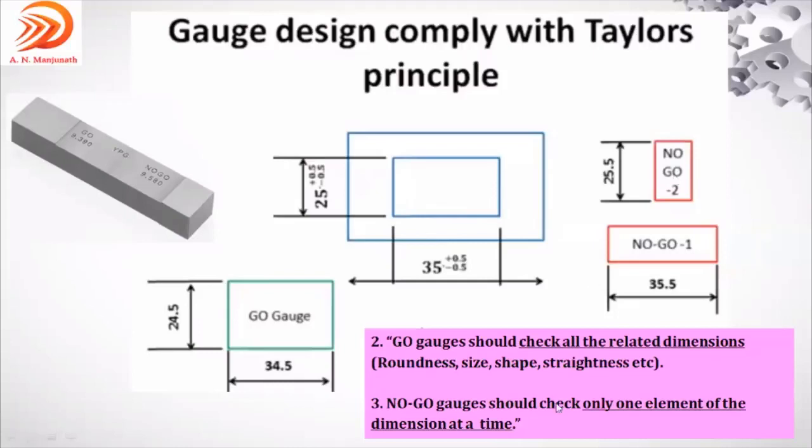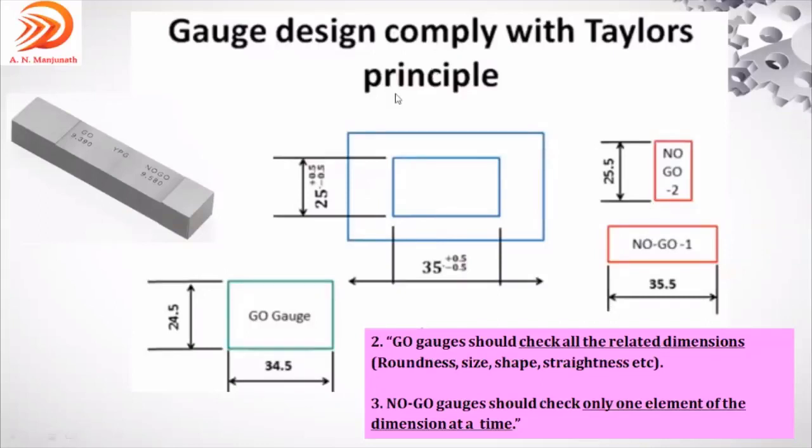So the no-go gauge should check only one element of the dimension at a time. I will tell you in the next slide how it is different, so that you can compare and understand it in a better way. As of now, the go gauge should check all the related dimensions, and the no-go gauge should check only one element of the dimension at a time. This is the complying example.